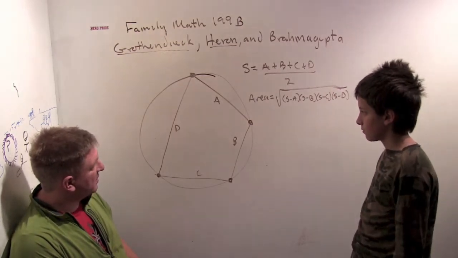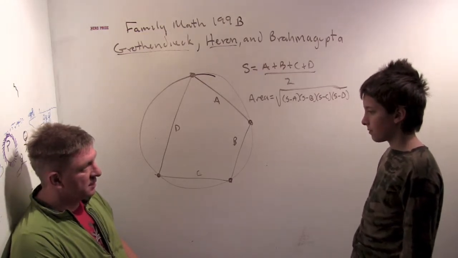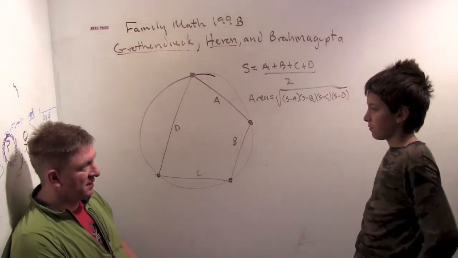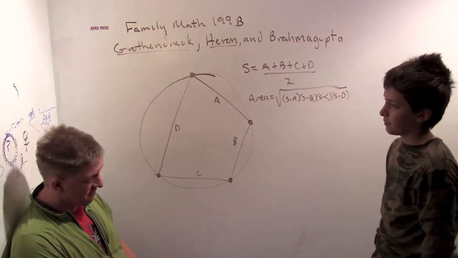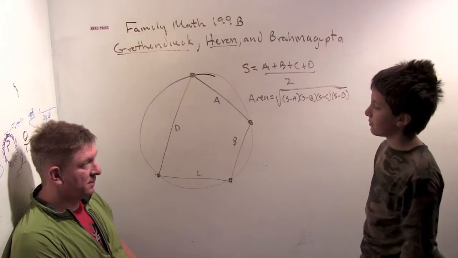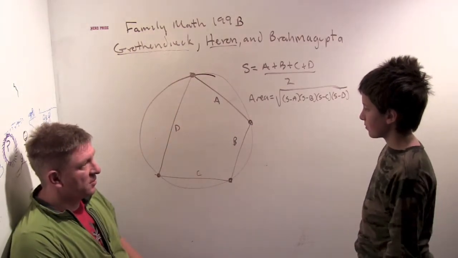And if you have a cyclic quadrilateral, what does cyclic sound like? Sickle. Sickle? Yeah. Where does sickle appear? It's curved. Oh, okay. You heard of bicycle? Yeah. So cyclic relates to circles.